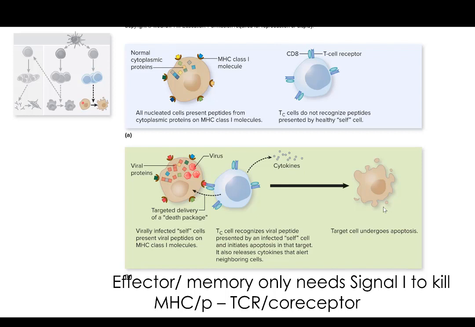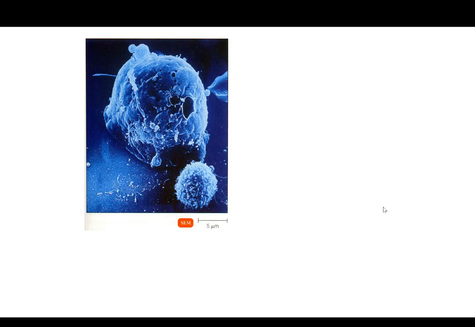So, this effector cell or memory cell only ever needs to see signal 1 in order to kill. Once it sees that same peptide, it's licensed to kill that specific phase, and only that phase. Okay? This is a cancer cell, this is a T cell.